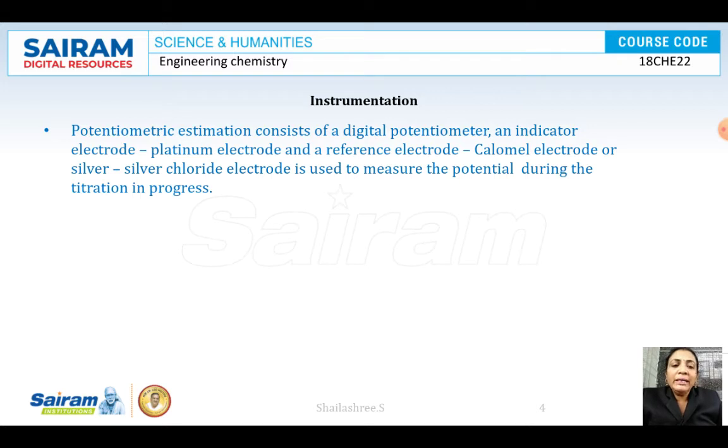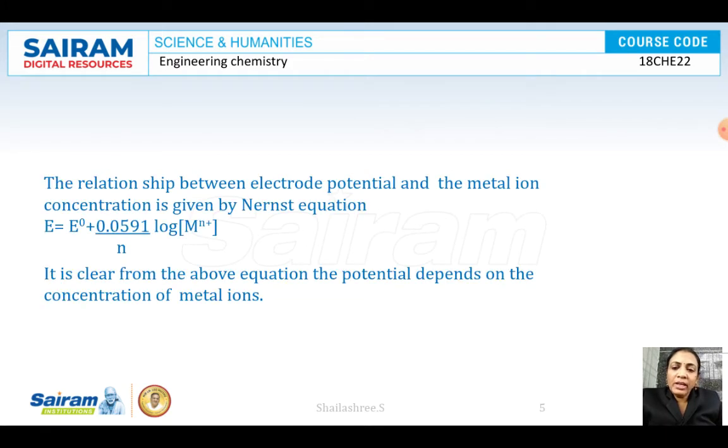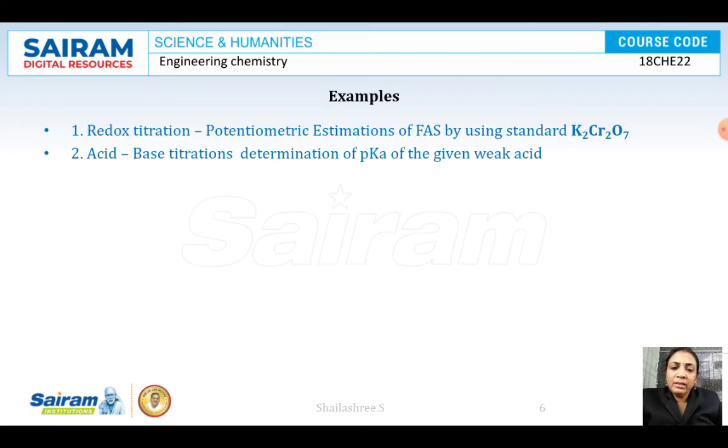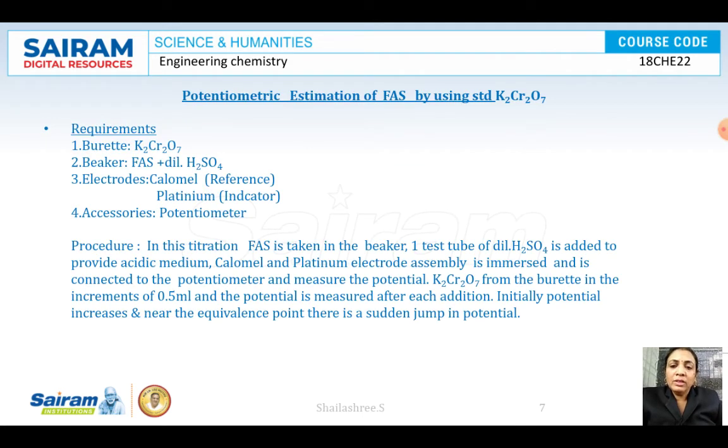These two electrodes are dipped in the analyte solution and connected to the potentiometer device. The potential depends on the concentration of the metal ions. According to the Nernst equation, E equals E naught plus 0.0591 by n into log of M n+. So the potential depends on the concentration of the metal ions. Examples of potentiometric reactions are redox reactions, where we find the amount of FAS present by using standard potassium dichromate. An acid-base titration example is the determination of pKa using a weak acid.